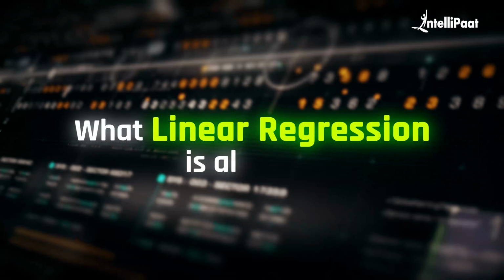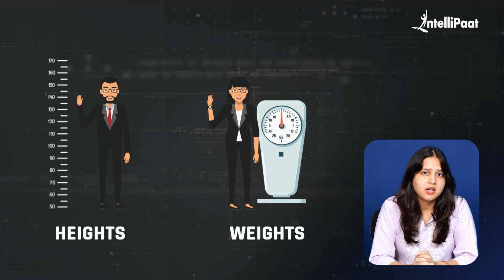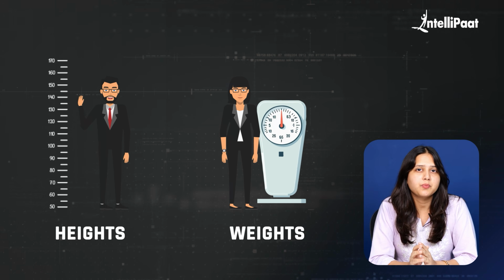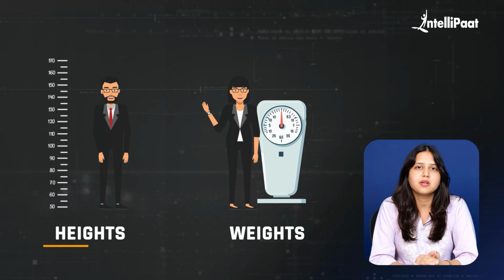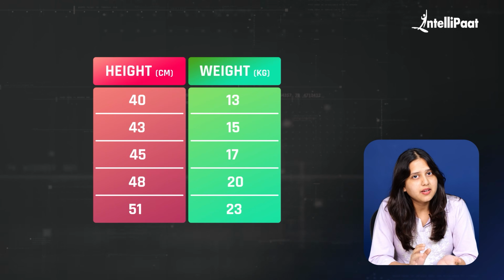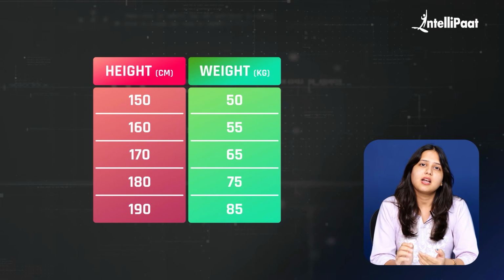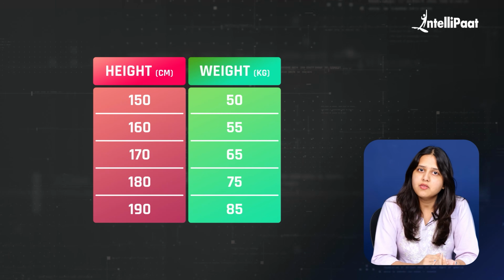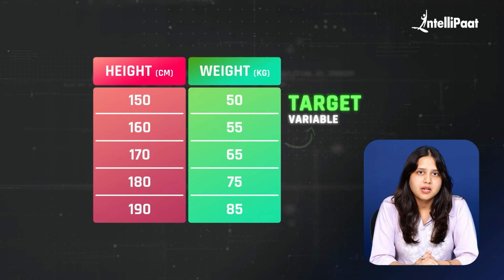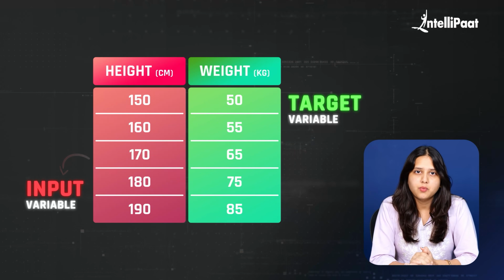For starters, let me help you visualize what linear regression is all about. Let's say I have some data on the heights and weights of a few people, and I want to use this same data to predict the possible weight of a new person provided his height. Now, from this given data, we want to find a pattern that allows us to predict the weight of a new person for a given height. This makes our weight column the target variable and the height column our input variable.